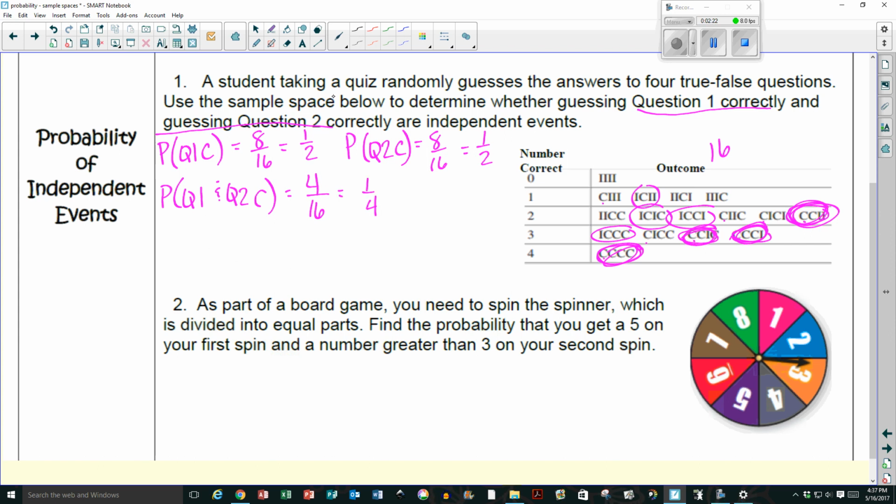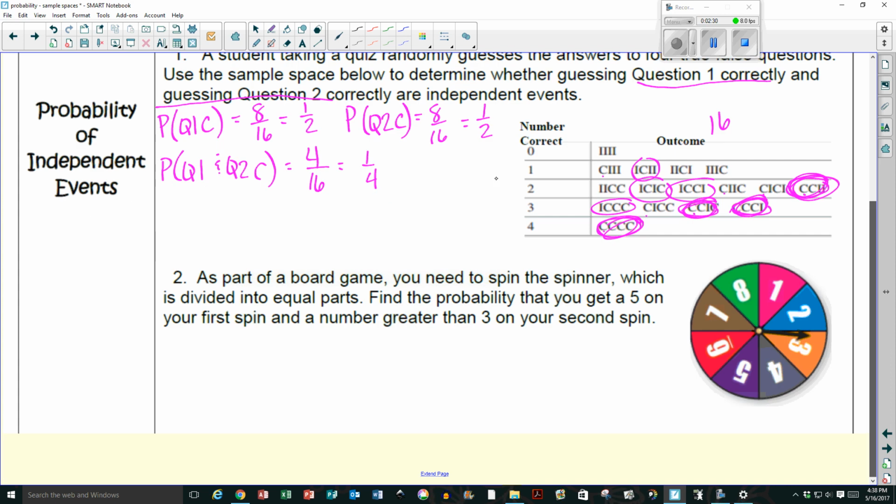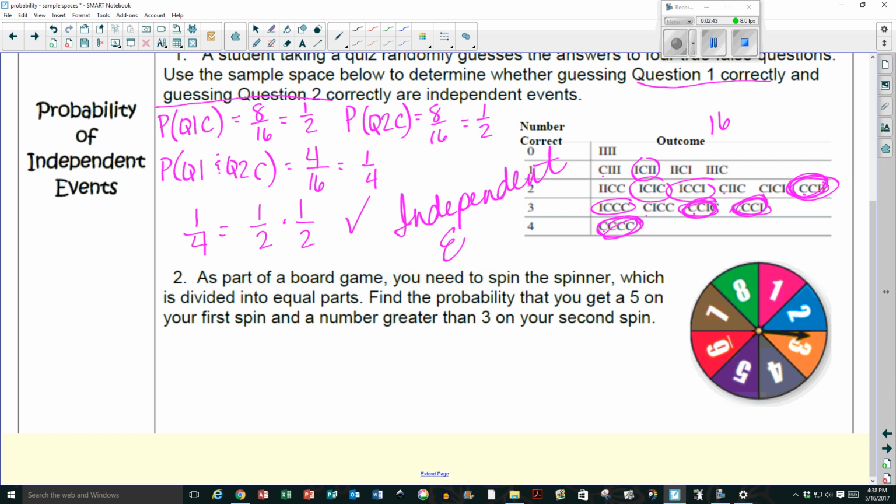Now I want to check this scenario up here where they said the probability of both has to equal the product of the two together. So is 1/4 equal to 1/2 times 1/2? Yes. So therefore these are independent. So these are independent events.